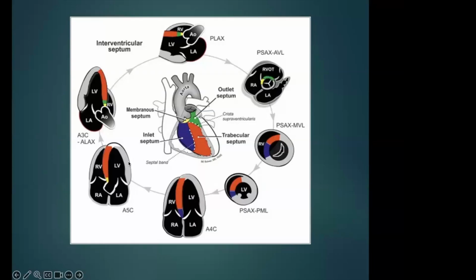The 5-chamber can be very important to further characterize membranous septum defects, because in the 4-chamber or in the parasternal long axis, you can get a variety of VSDs all in the same plane. And so the 5-chamber actually really helps separate a membranous VSD.